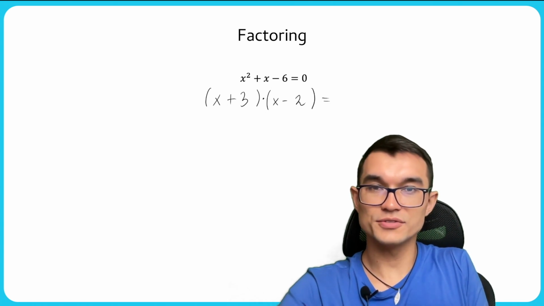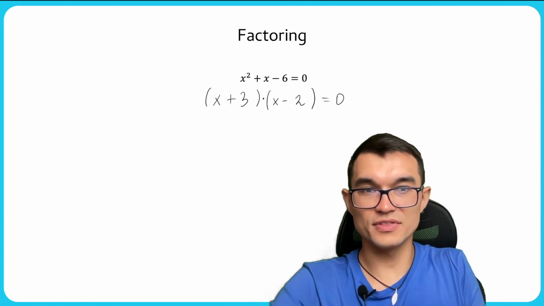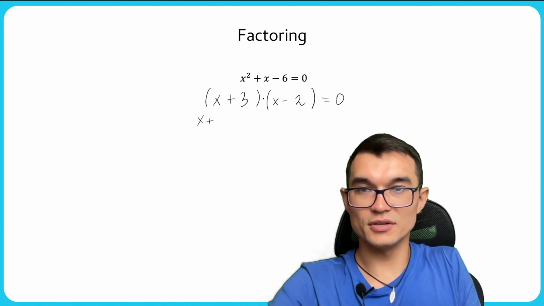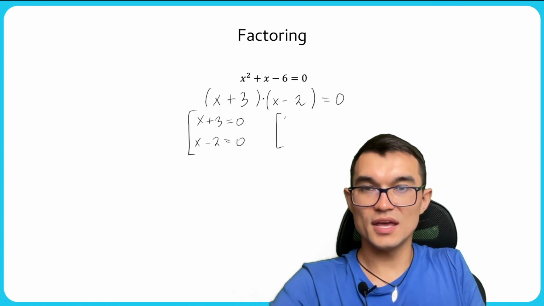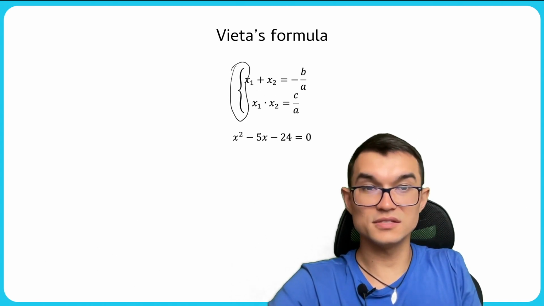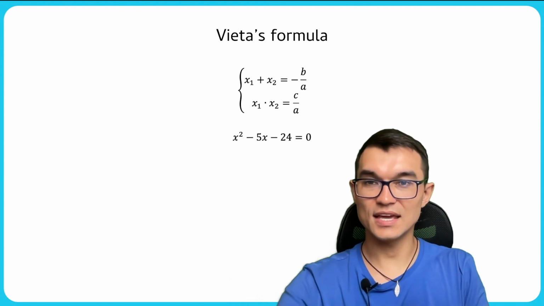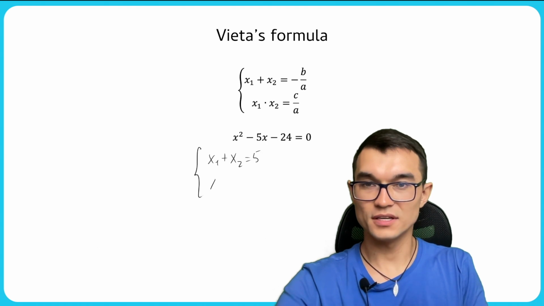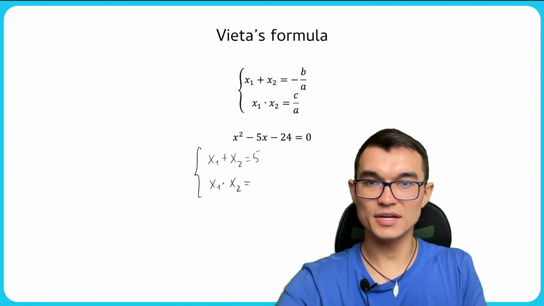So that equals 0, and once we have factored the equation, we can set each factor equal to 0. So x plus 3 equals 0, or x minus 2 equals 0, which means that x is minus 3 or 2. Vieta's formula, we still think about the product and the sum of the roots, and then try solving that system of equations. So in that case, I have a system of equations x1 plus x2 equals 5 and x1 times x2 equals minus 24.